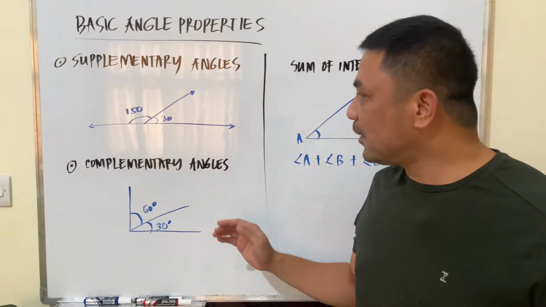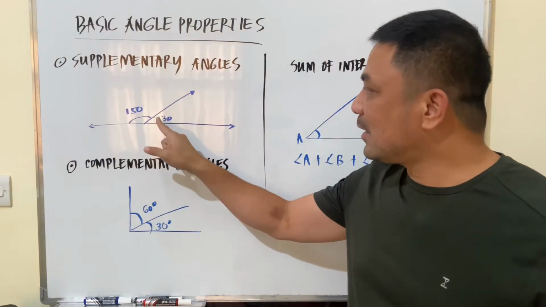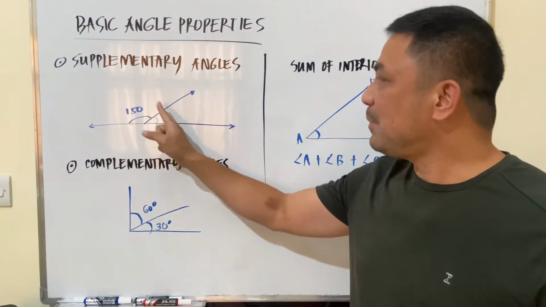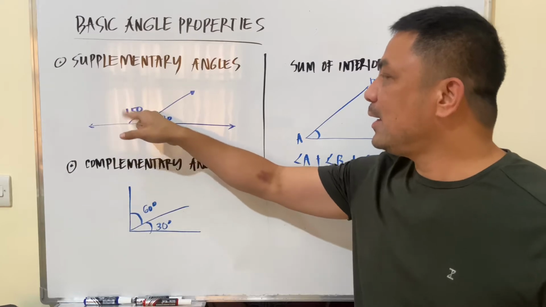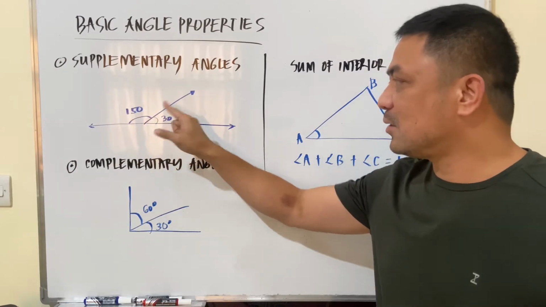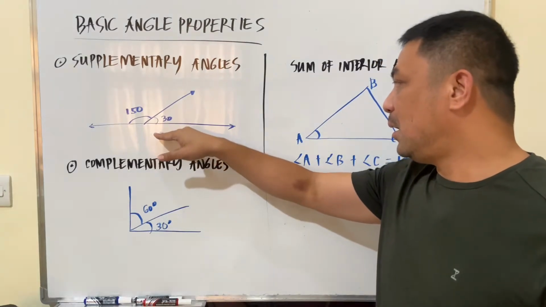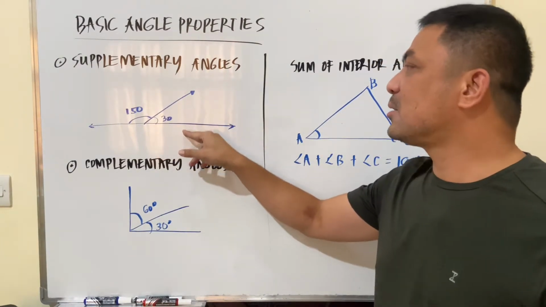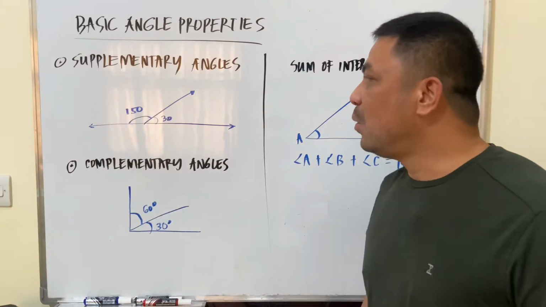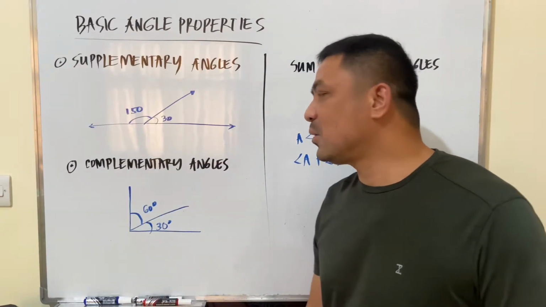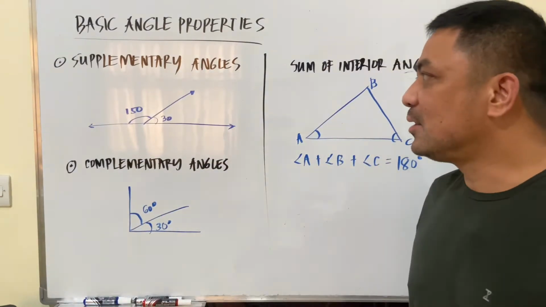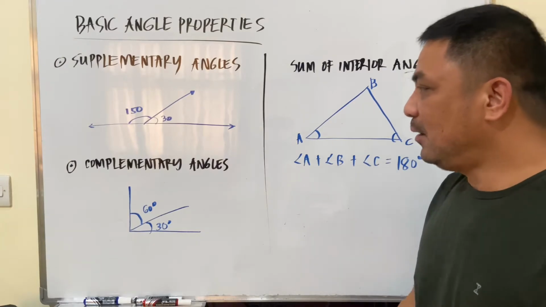For example, if you have 30 degrees here, the other angle, the supplementary angle, should be 180 minus 30, so that would be 150. Again, if you have 20 here, the other angle should be 180 minus 20, that would be 160. So that is the supplementary angle.